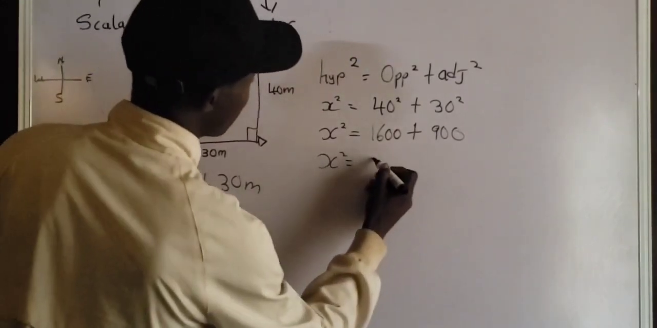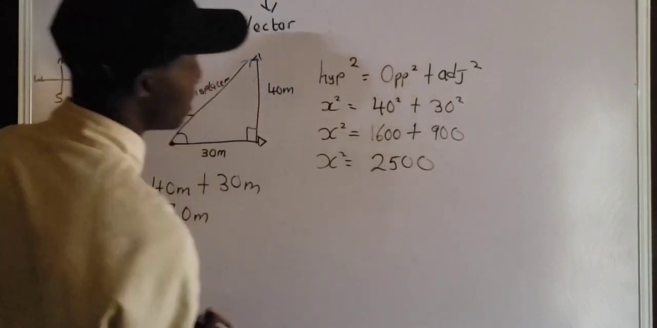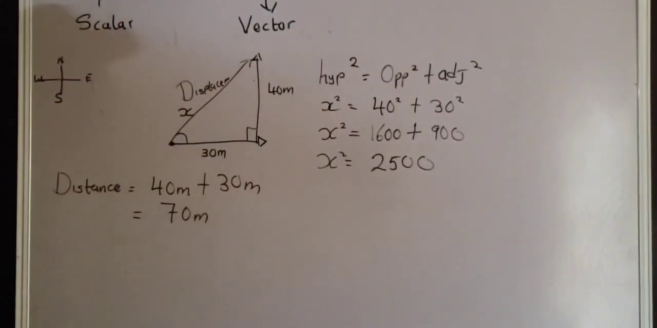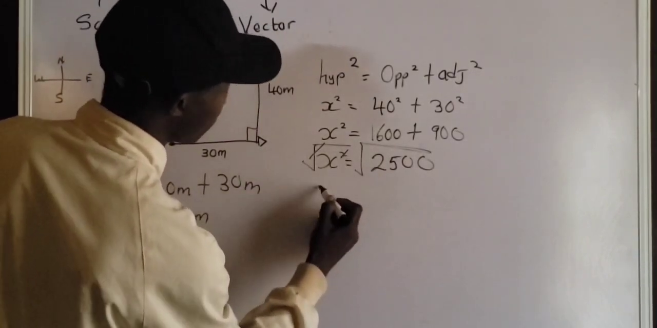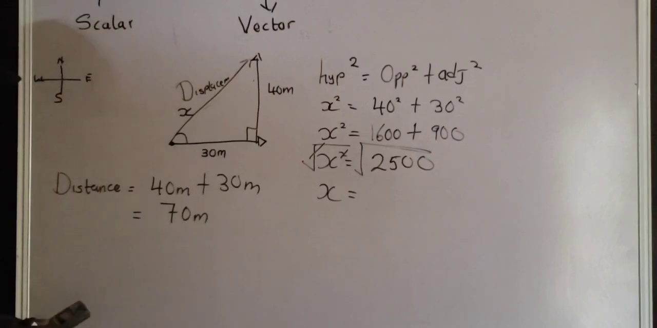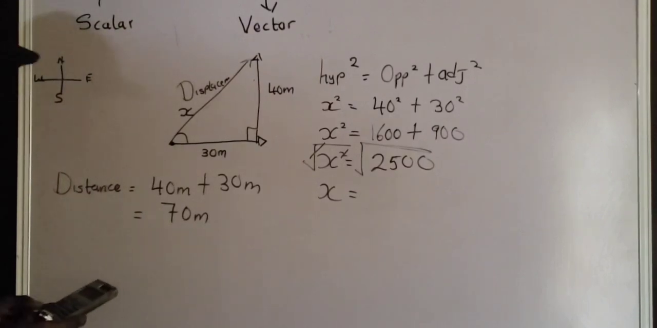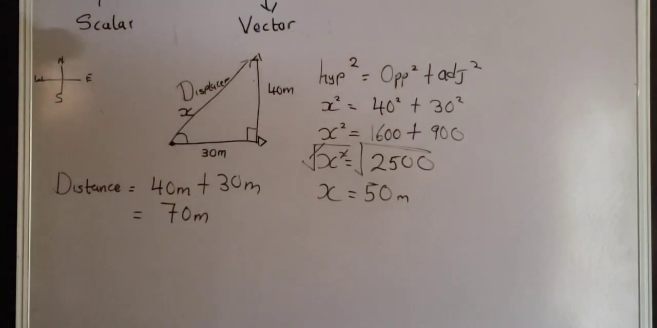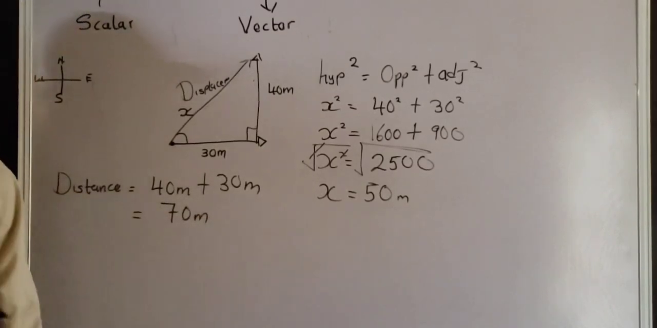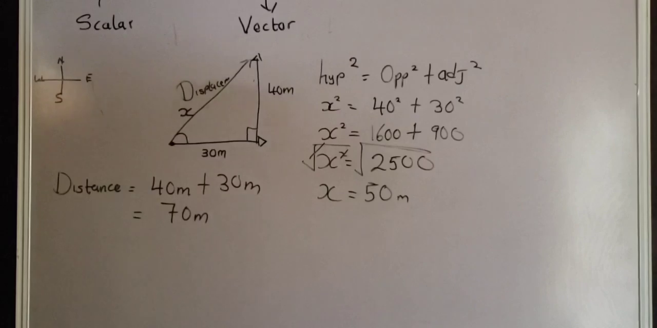That is 2500. So in order to get the displacement, we take the square root of both sides. So I'm going to have square root of this and square root of this. This square will cancel this square. So I'm left with x. The square root of 2500 is 50. So the answer, the displacement is what? 50 meter. You understand? So the displacement tells us the shortest distance traveled by the object, and the distance tells us the total length traveled by the object. Do you understand? So the displacement is 50 meter. Do you understand? So I want you to take note of that.